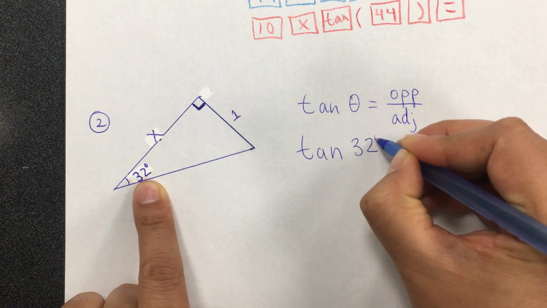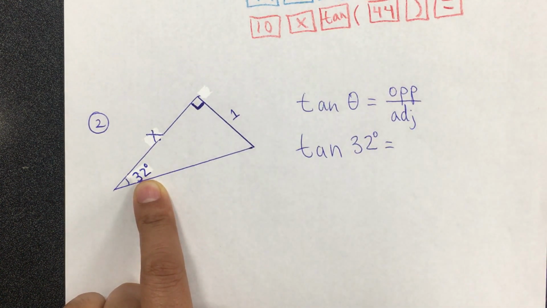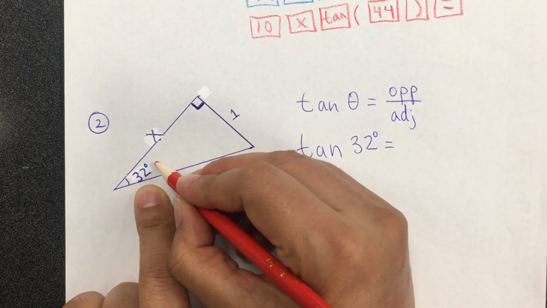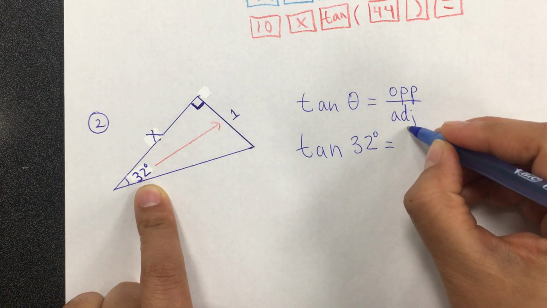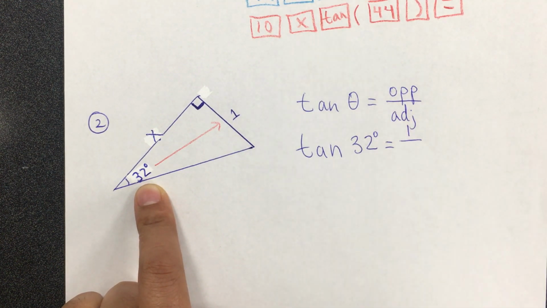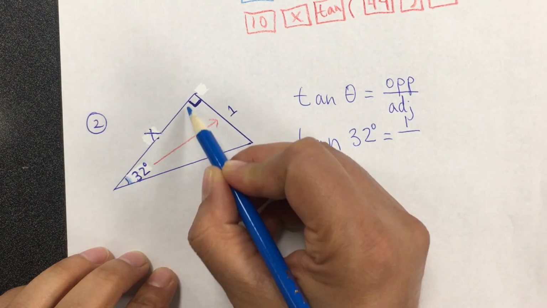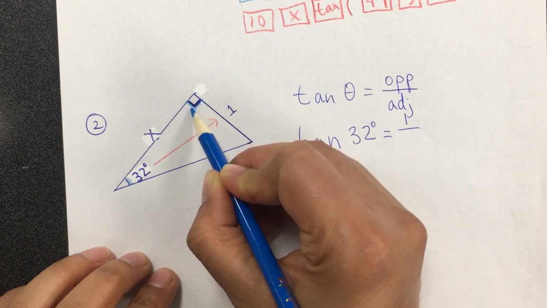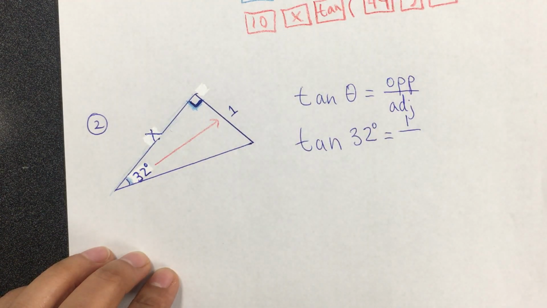32 is the degrees in there. What is the opposite? The opposite is always straight in front of it, which is a 1. Divided by adjacent. What is adjacent? Adjacent is always between the angle and the 90-degree angle. So from here to here, that's the adjacent, which is x.